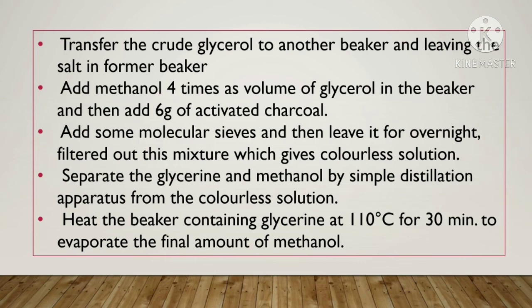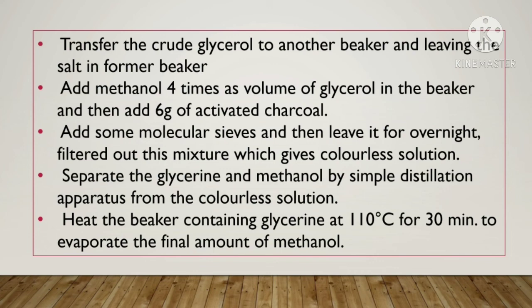The activated charcoal is used to remove the color impurities from the glycerin, and then add some molecular sieves to trap the water from the glycerin, and then leave it overnight and filter out this mixture with the help of the vacuum filter, which gives a colorless solution. This colorless solution contains glycerin and methanol. Separate the glycerin and methanol by the simple distillation apparatus.